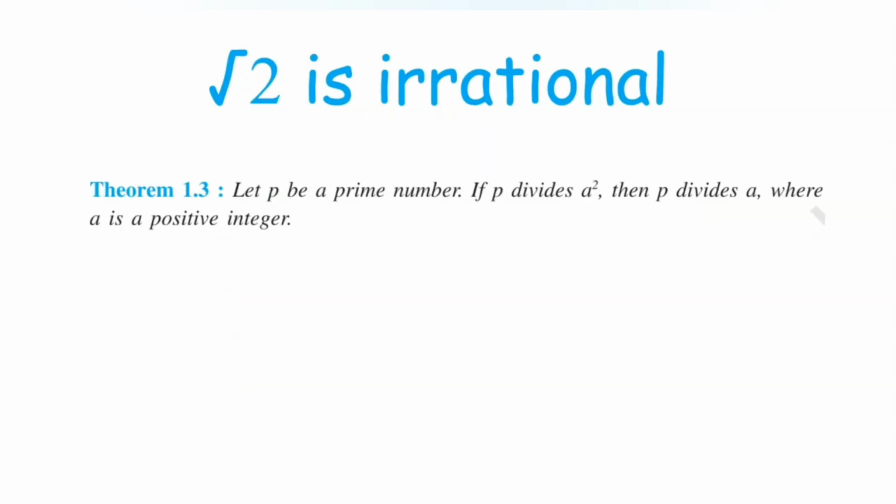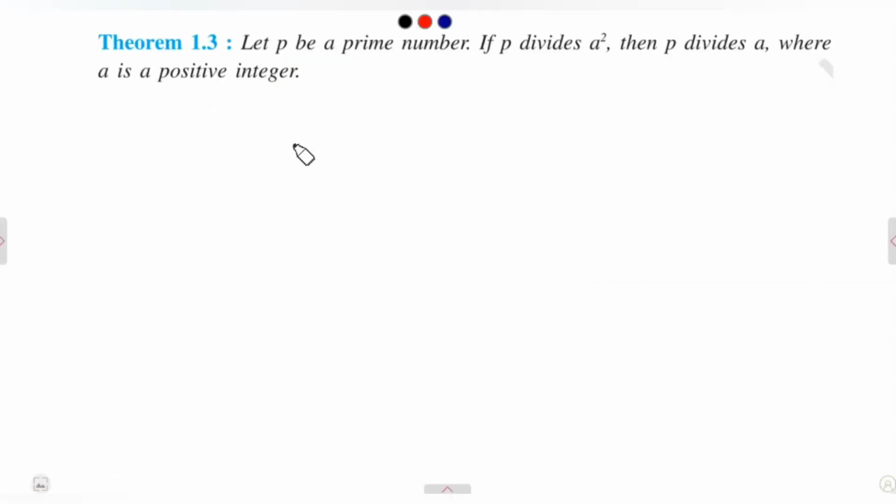To prove that root 2 is irrational, first we need to prove the following Theorem 1.3, which is based on the fundamental theorem of arithmetic. The theorem states: let p be a prime number. If p divides a square, then p divides a, where a is a positive integer. Let's prove this now. Let us see the statement once again. Let p be a prime number. If p divides a square, then p divides a, where a is a positive integer. Let us prove this theorem now.